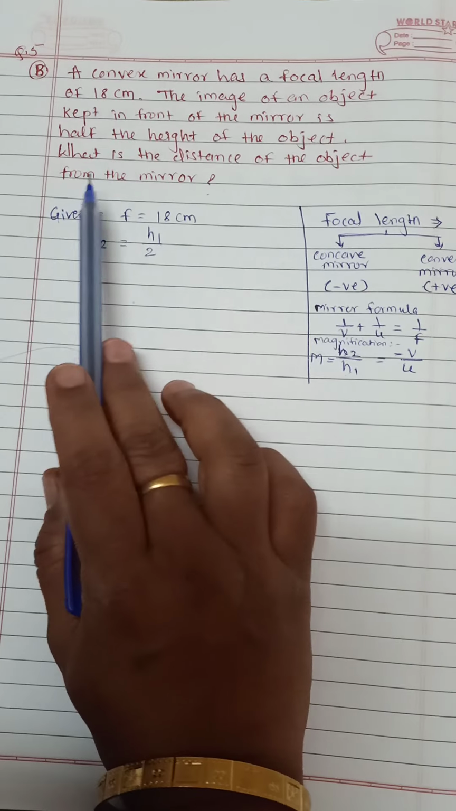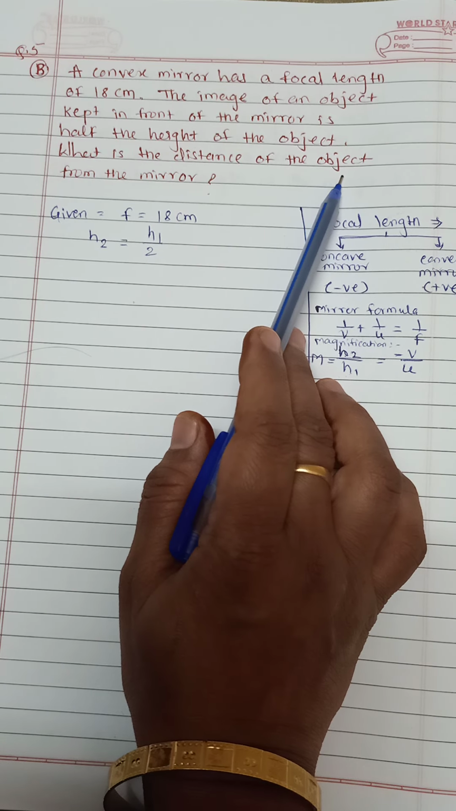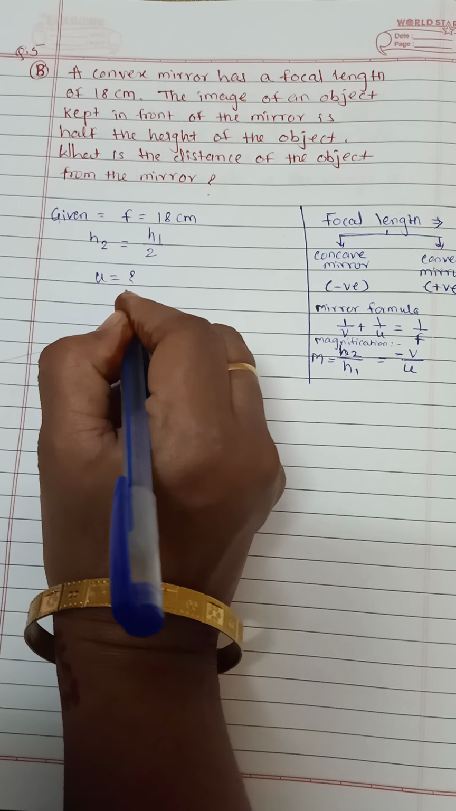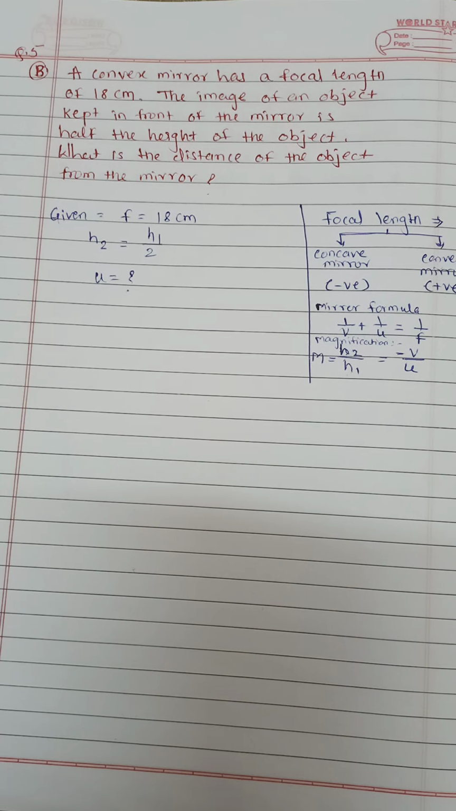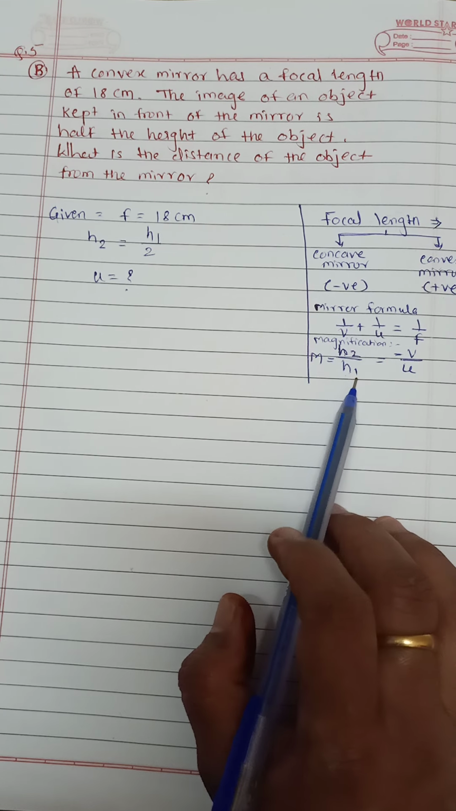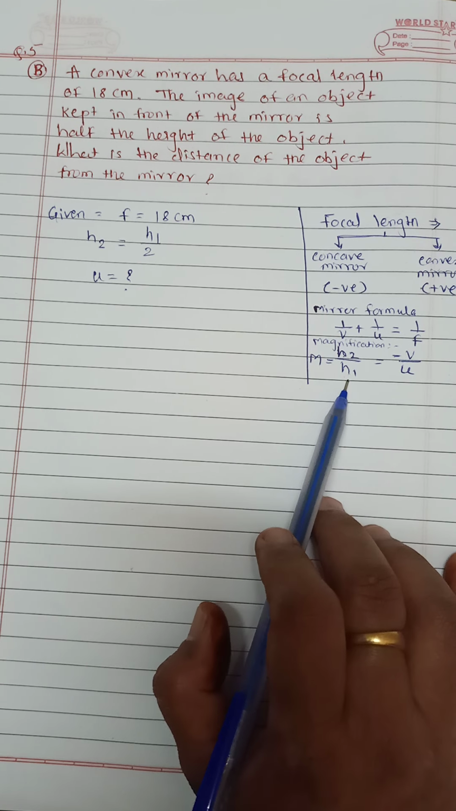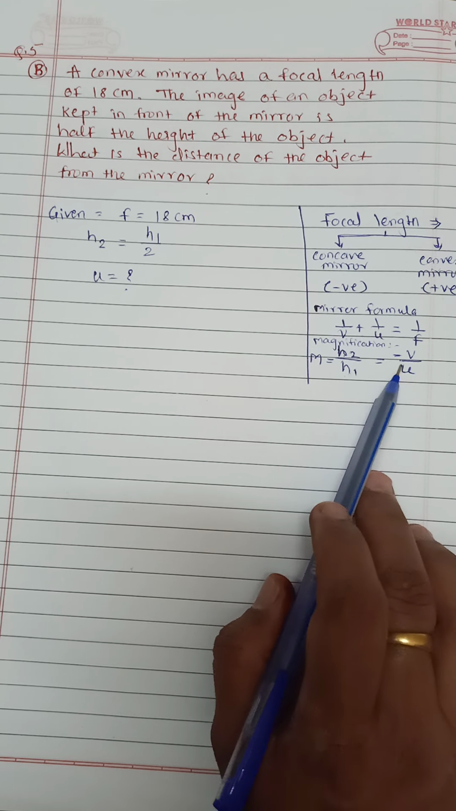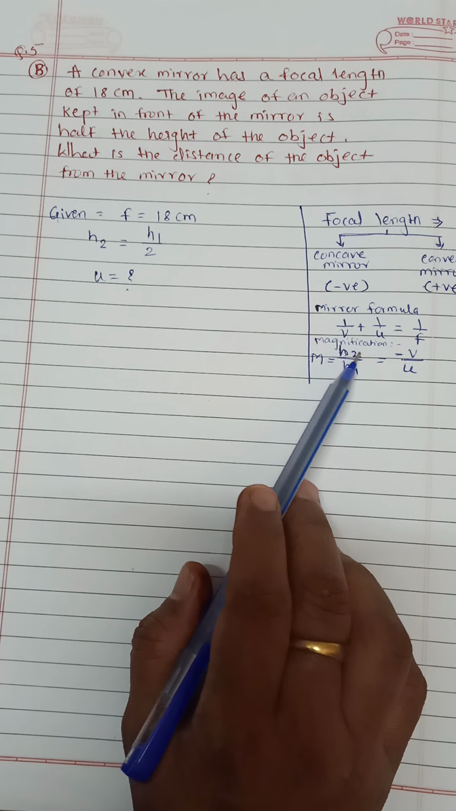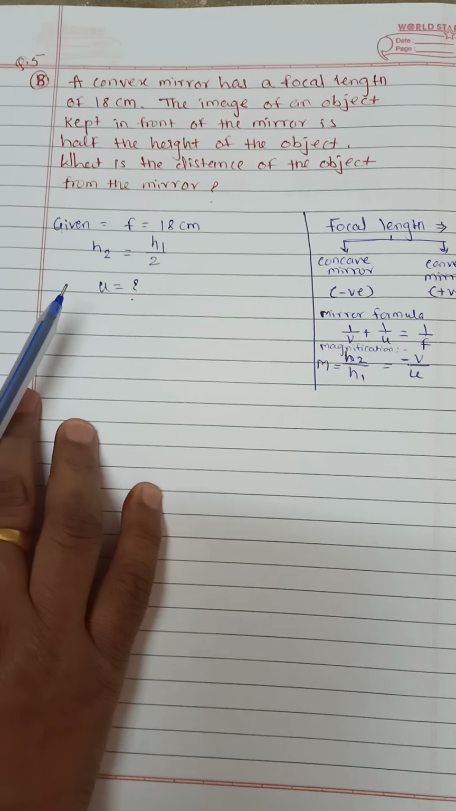What is the distance of the object from the mirror? So we have to find the object distance, so u we have to find. We'll use one of these two formulas. First we'll use the second formula, h2 upon h1 is equal to minus v upon u, because in this question v is also not given, but the relation between h2 and h1 is given. So we'll use this formula.